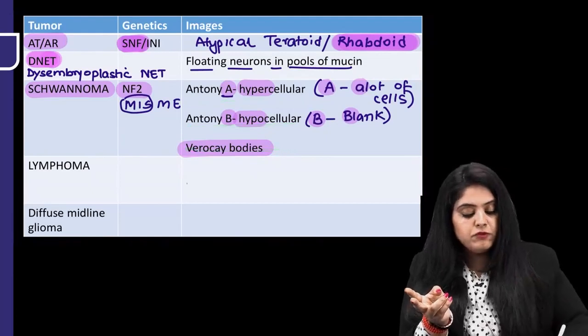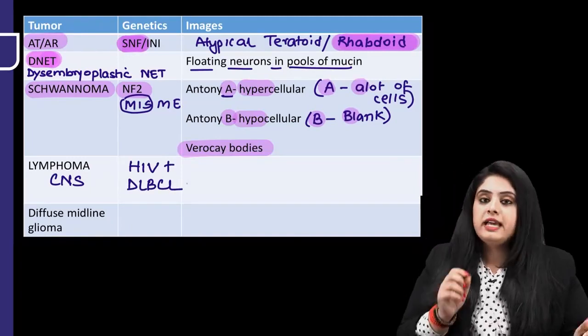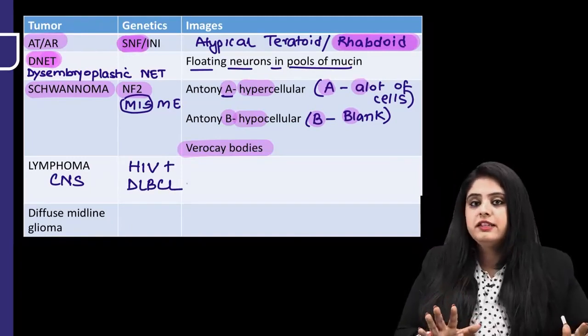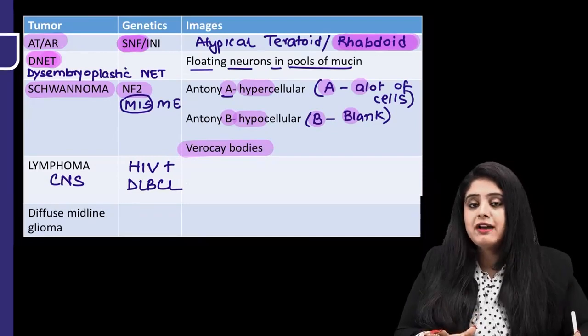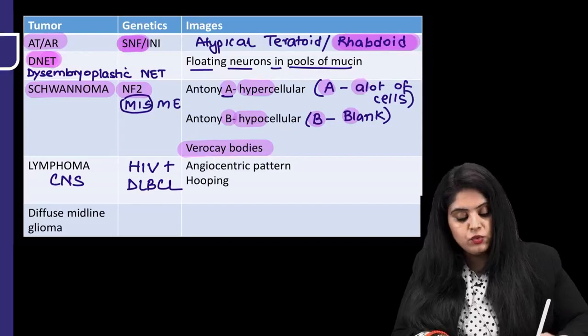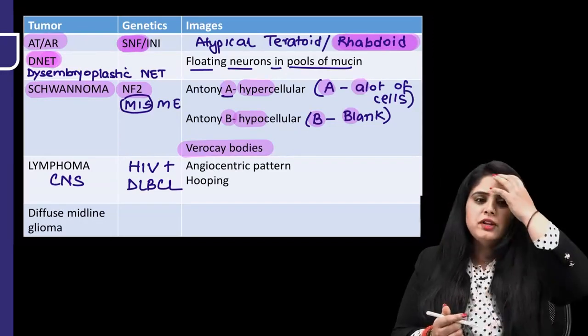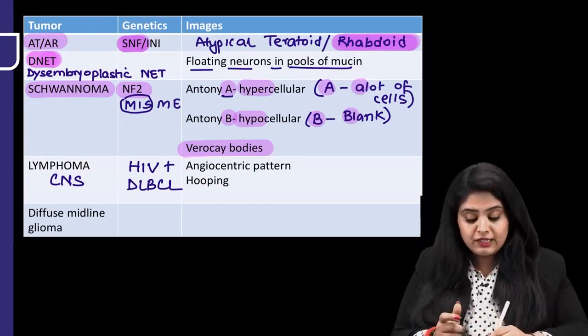Coming to lymphomas. Lymphomas in the brain are usually seen in an HIV positive situation and they are usually DLBCL. HIV positive case and DLBCL is the most common lymphoma that you have, and this is associated with two very important patterns which you notice: angiocentric pattern and hooping pattern. This is not important for FMG students, this is important for INI especially.